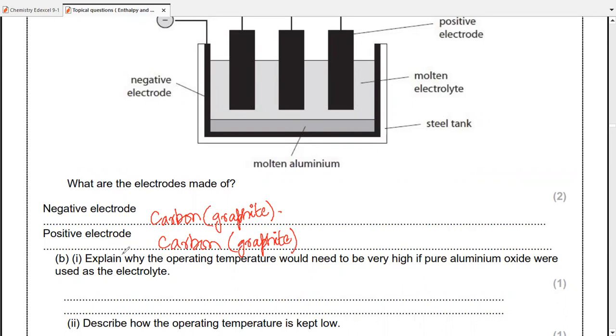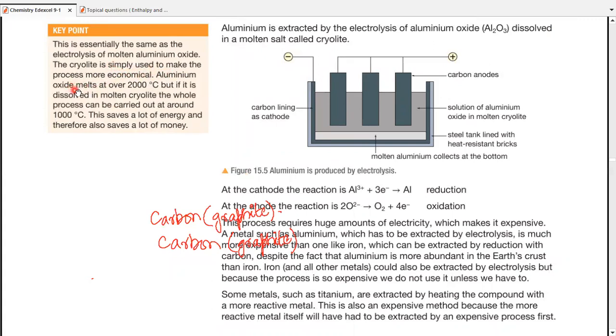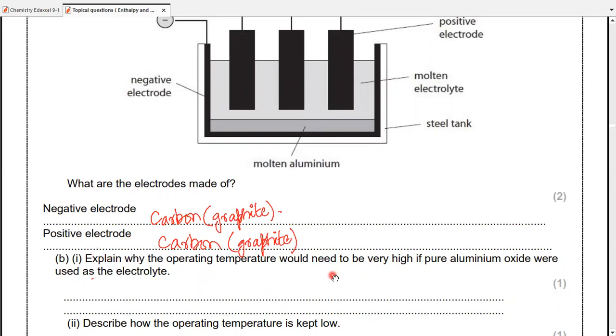Part B, part one says, explain why the operating temperature would need to be very high if pure aluminum oxide were used as an electrolyte. So the operating temperature would be high because aluminum oxide has a high melting point. Remember? And if I go back, it says it over here. Aluminum oxide melts over 2000 degrees centigrade. If the examiner wants you to explain why, remember, aluminum oxide is an ionic compound. Ionic compounds do have high melting and boiling points. Why? Because it's an ionic compound. That's a perfectly good answer for these two lines.